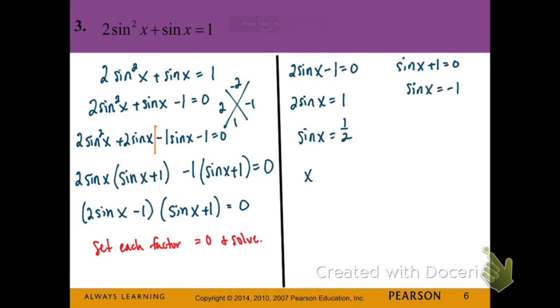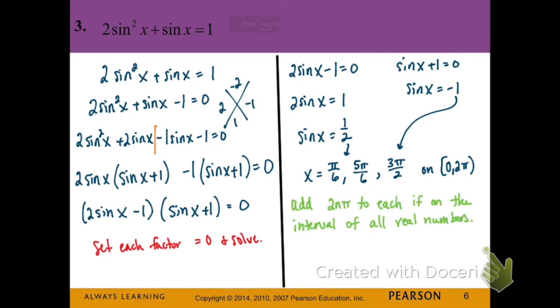So now I'm looking on my unit circle for where sine of x is equal to 1/2. So looking at where y is positive and equal to 1/2. And also where y is equal to -1. So those are my answers on the interval from 0 to 2 pi. If the problem didn't specify 0 to 2 pi, then I would be adding 2n pi to each of those answers.